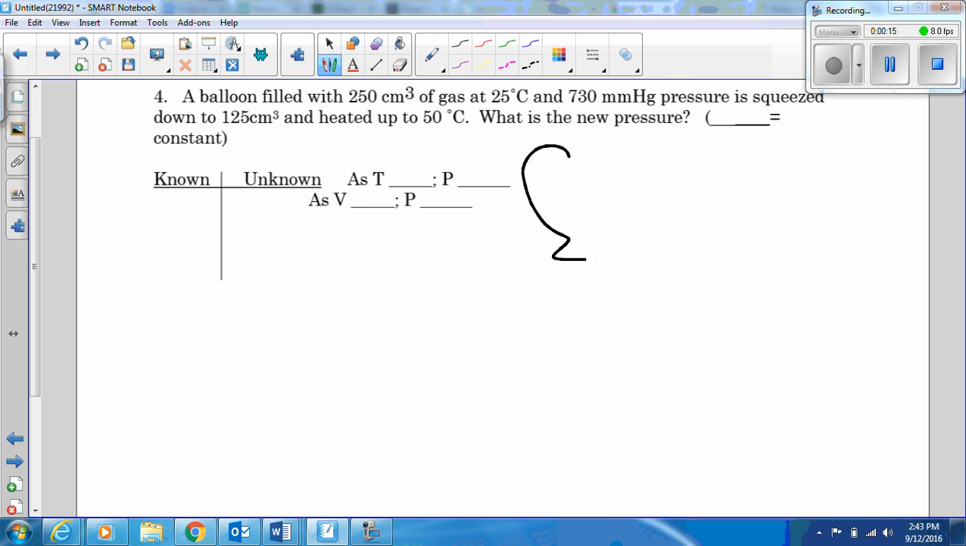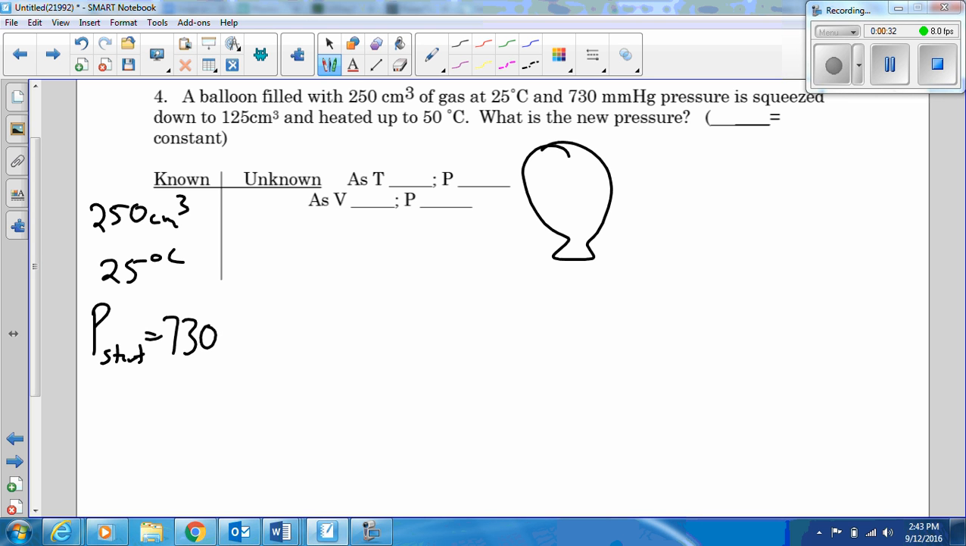And maybe our balloon is this big at the beginning. It is 250 centimeters cubed and it's 25 degrees Celsius. And the pressure at the start is 730 millimeters.